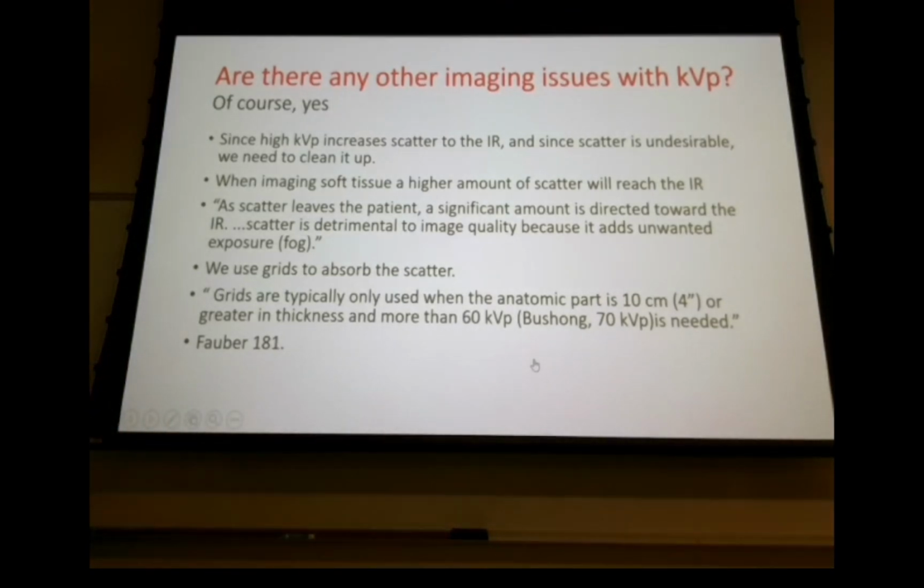Right. All right. So when imaging soft tissue, a higher amount of scatter will reach the image receptor. It's not created, it's reach the image receptor. As scatter leaves the patient, a significant amount is directed towards the image receptor. We use grids to clean that up, but before we expose the patient, we should be using beam restriction to limit the amount of scatter that we create. Right, so we have two things essentially, collimation and grids.